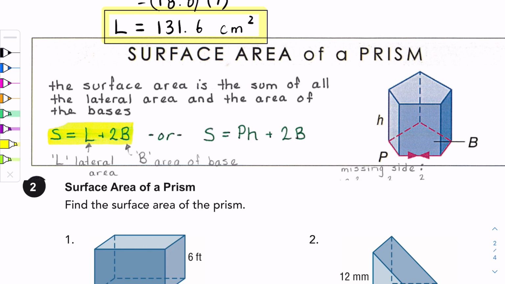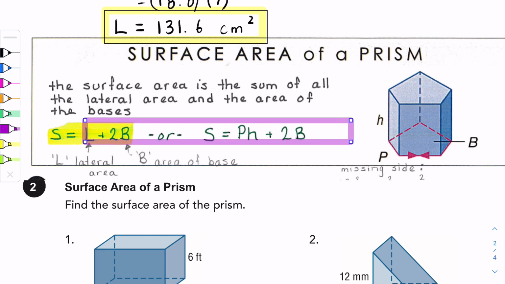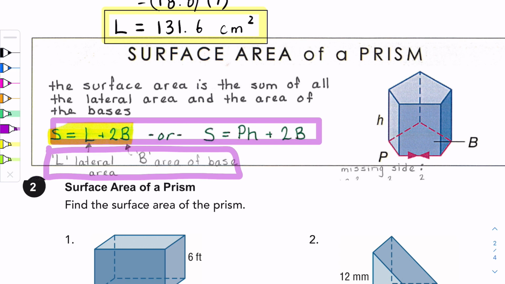So there's two different formulas that you could use. You could use the fact that the surface area is equal to the lateral area, which we just learned how to find, plus 2 times the area of the base. Or you could break this up and use the equation for lateral area, which is perimeter times height of the lateral sides, plus 2 times the area of the base. All right, notice my description right here does identify what those capital letters stand for. So L stands for lateral area and B stands for base.